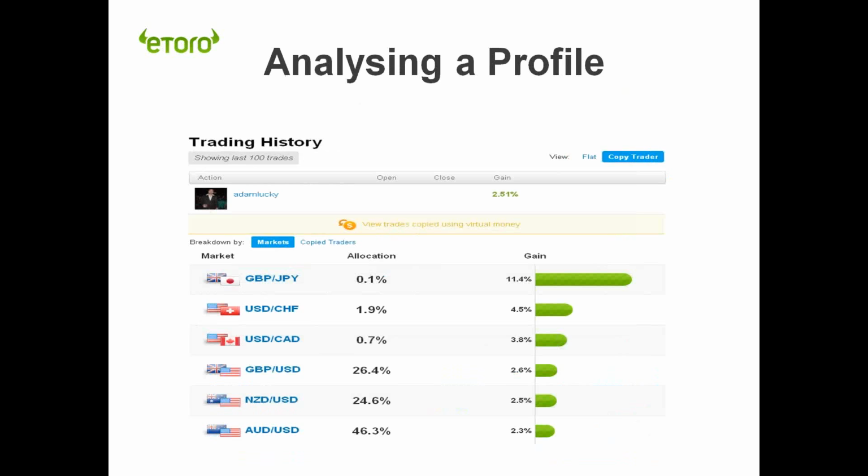So one feature I do like to have a look at is their trade history in the Copy Trader view. In this case, we see here that he's only traded himself. But what you can do is you'll see there's a flat view and a Copy Trader view. The flat view will just list all the trades, and the Copy Trader view will list the trades for each person that has been copied.